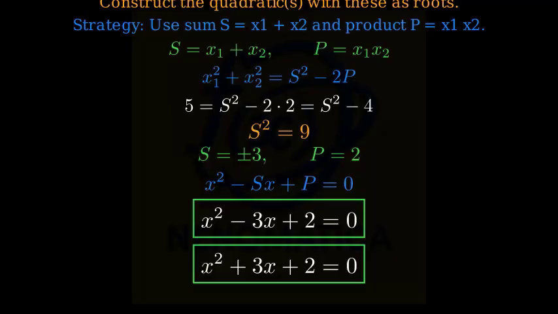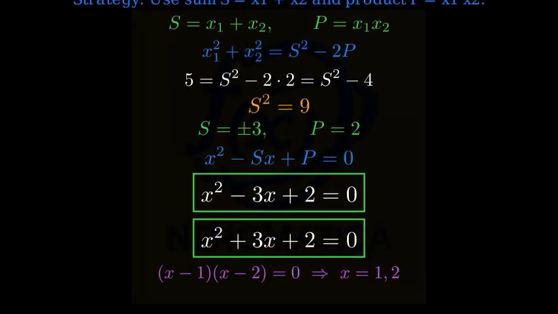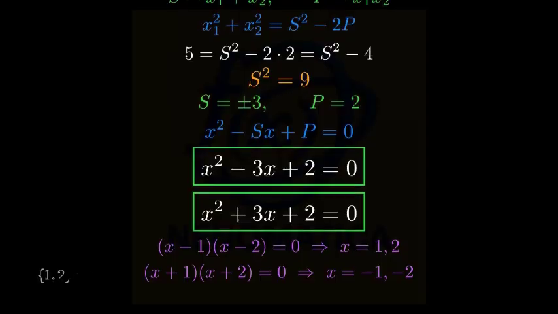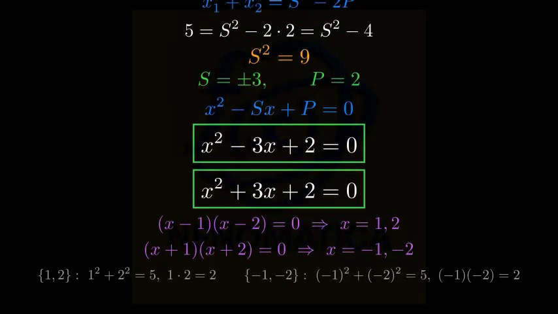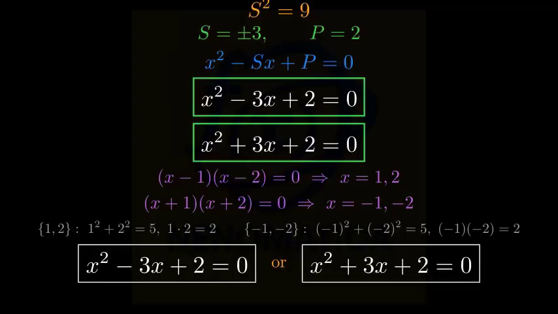Let us quickly verify by factoring. The first equation factors as (x minus 1)(x minus 2) equals 0, so the roots are 1 and 2. The second equation factors as (x plus 1)(x plus 2) equals 0, so the roots are negative 1 and negative 2. In both cases, the squares add to 5, and the product is 2. Final result. The possible quadratics are x squared minus 3x plus 2 equals 0, or x squared plus 3x plus 2 equals 0.